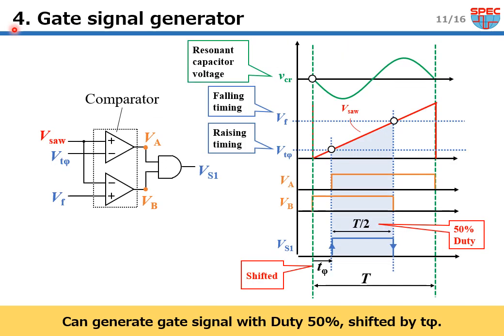Finally, I'll explain the gate signal generator. This circuit compares the generated saw wave with the Vt phi and Vf using a comparator. Then, the results of each comparison are calculated with AND logic. Therefore, this circuit can generate the gate signal shifted by T phi and with 50% duty.